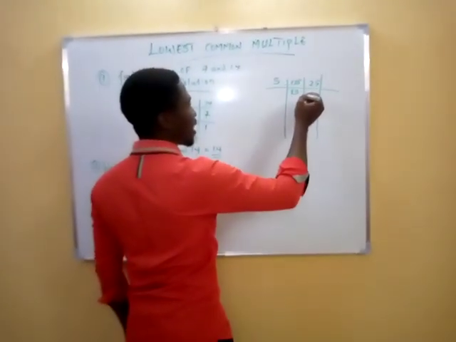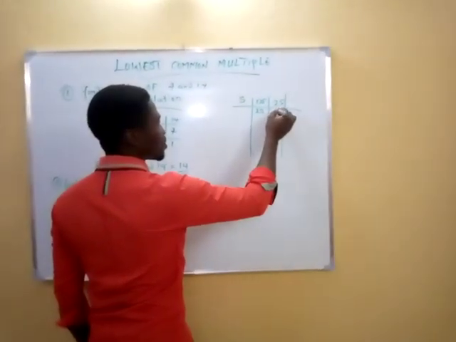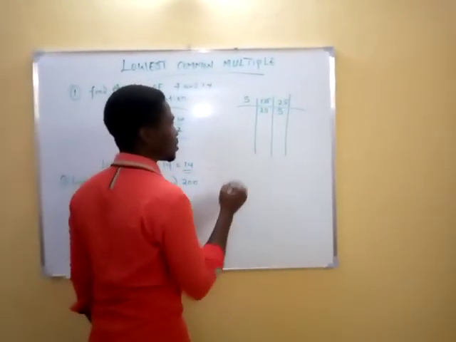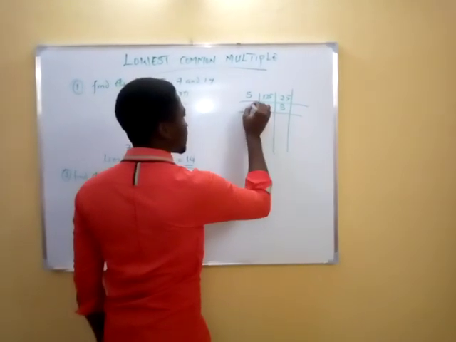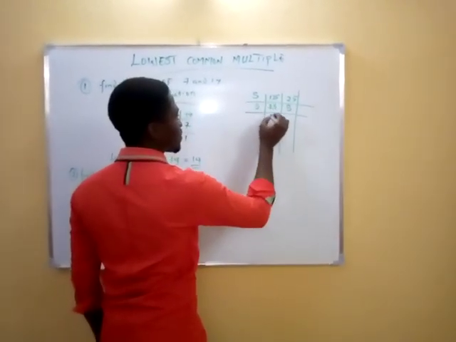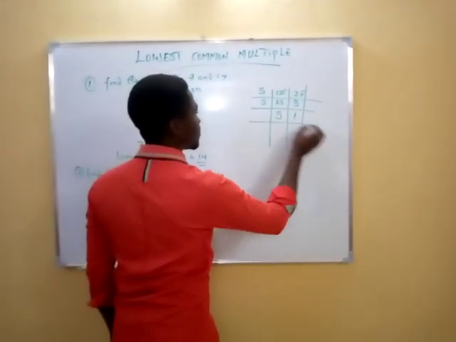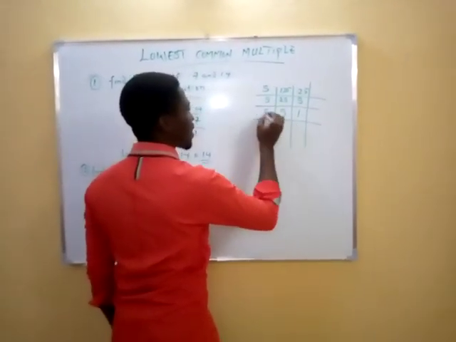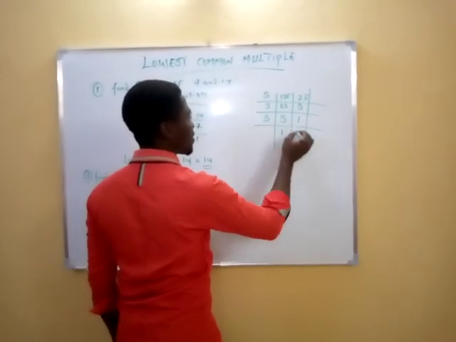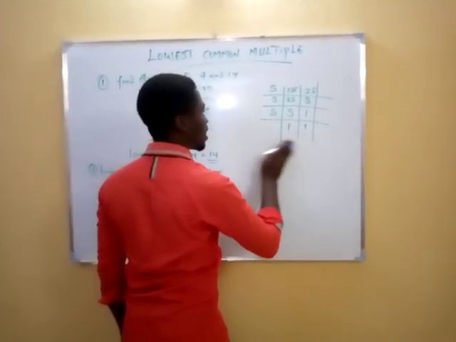25 divided by 5 is going to give us 5. Then we'll divide again by 5. 25 divided by 5 is 5. 5 divided by 5 is 1. We divide again by 5. 5 divided by 5 is 1. 1 divided by 5 is a remainder, so we bring the 1 down.